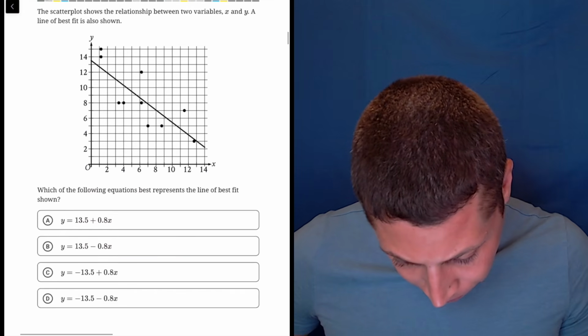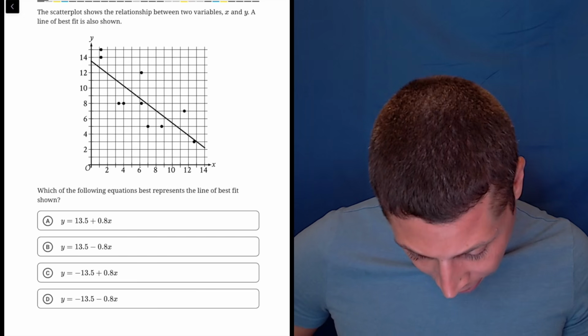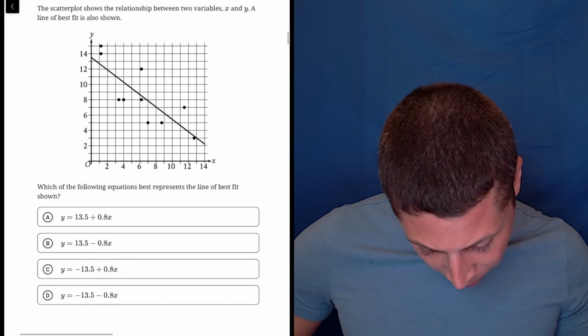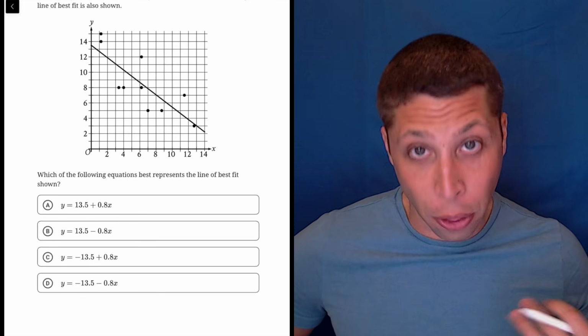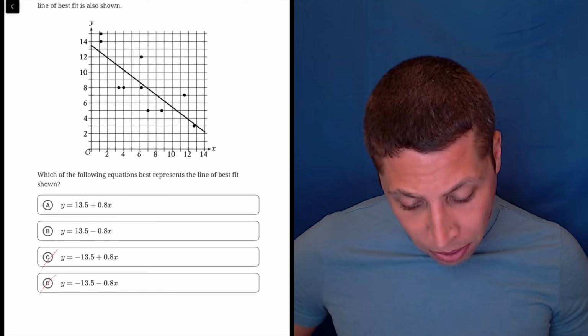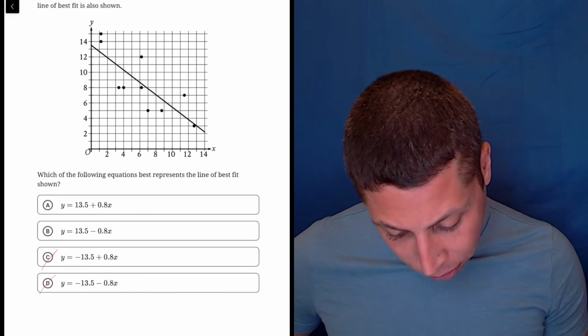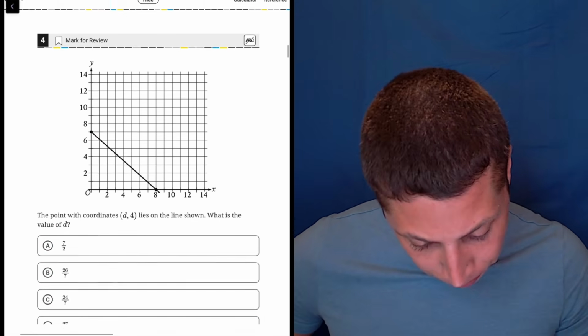All right, number 3. Scatter plot shows relationship. Okay, which of the following best represents the line of best fit? Okay, so these are y equals mx plus b, but they are written kind of backwards. So let's start with the y-intercept. The y-intercept is the 13.5, so that's going to get rid of choices C and D. That's a negative y-intercept. And this is a negative slope, so we need a negative slope, so that's going to be choice B. Nothing really to do here. Could plug points into equations, but don't need to.